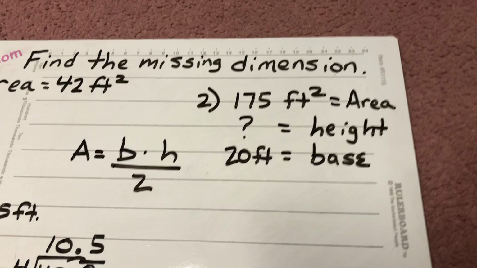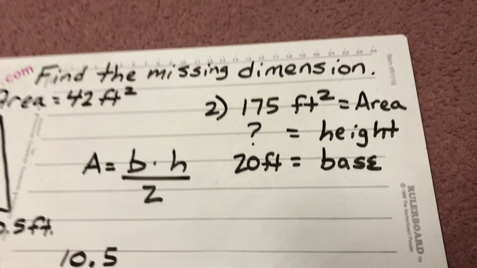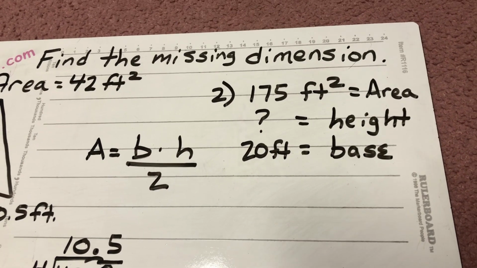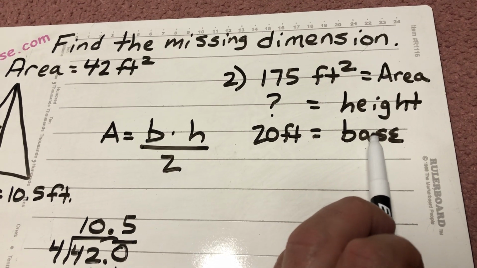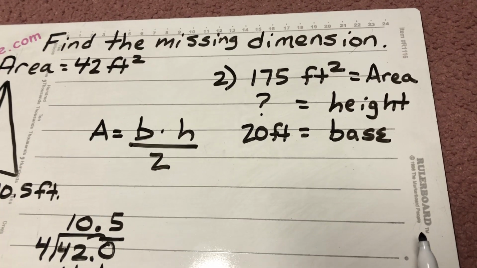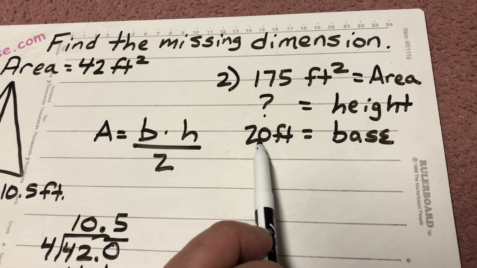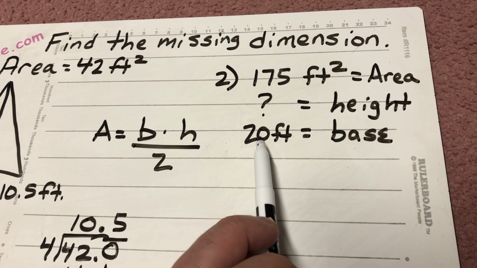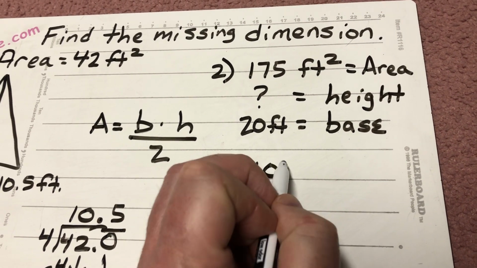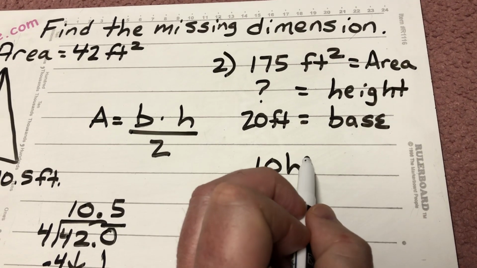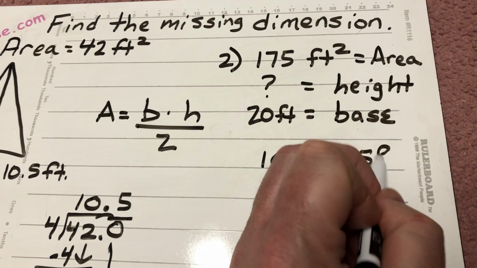All right. Sometimes you're not actually given a picture of the triangle. You're just given the dimensions. Area equals 175 square feet. Height is what we're trying to find out. The length of the base is 20 feet. Well, we want to think about the same thing. This is divisible by 2, so I want to go ahead and do that first. 20 divided by 2 is 10. So I know that 10 times the height equals my area of 175 feet.